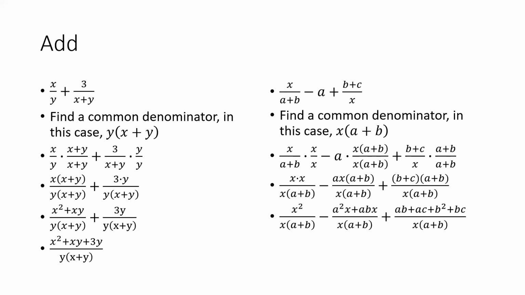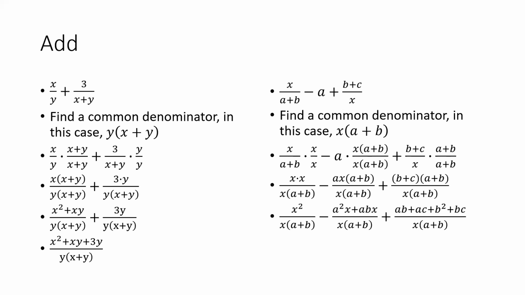Okay, let's simplify. x times x is x squared. And then let's distribute the ax through. So ax times a is a squared x. Ax times b is abx. Right? Notice that second term has a minus. So we're keeping that minus throughout. Don't forget about the minus. If you change that to a plus, you'll be wrong.